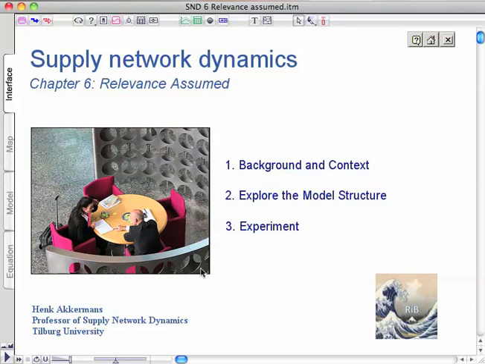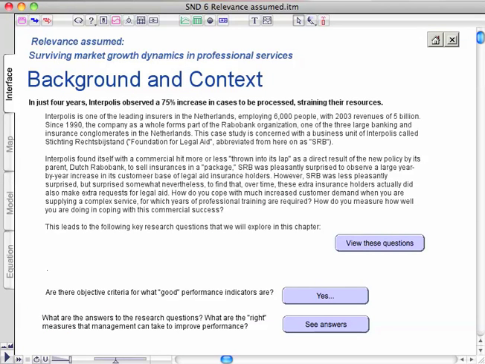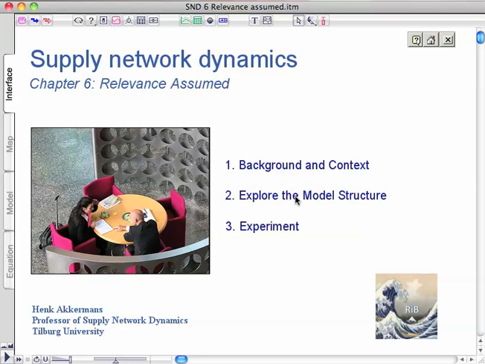So this is a sim related to the growth perils of part of Interpolis, a Dutch insurance company. This might be an office of Interpolis, and this might even be Gerard van Laarhoven, but it's not, just a coincidence. Here are some of the historical backgrounds of this case. Here we have some ideas of good and bad measures for performance indicators, but we won't be looking so much into this. We'll be looking at this.